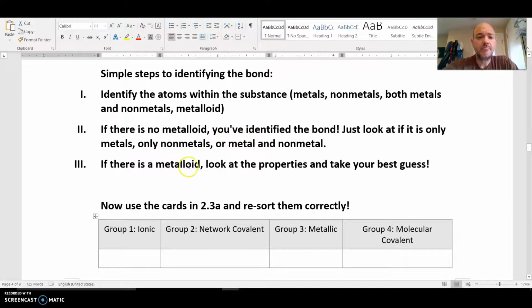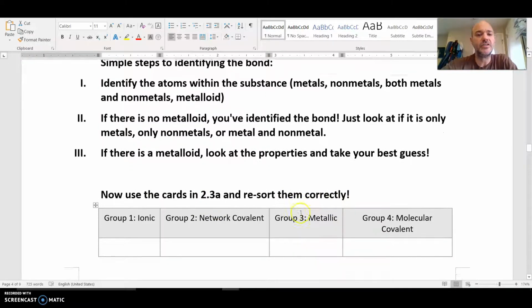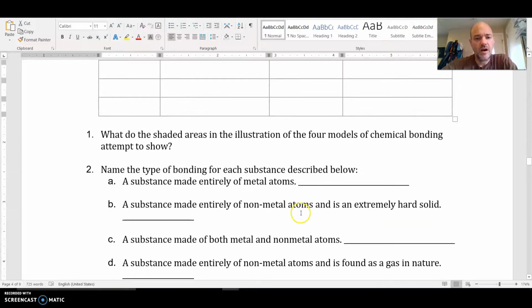If there is a metalloid in there, I want you to look at the properties and take your best guess. And I'll tell you, metalloids are weird because sometimes they have properties of metals, sometimes they have properties of nonmetals, sometimes they have a little bit of both. So they can make it a little bit confusing and blur the lines between these different types of bonds. So think about that as you're doing this.